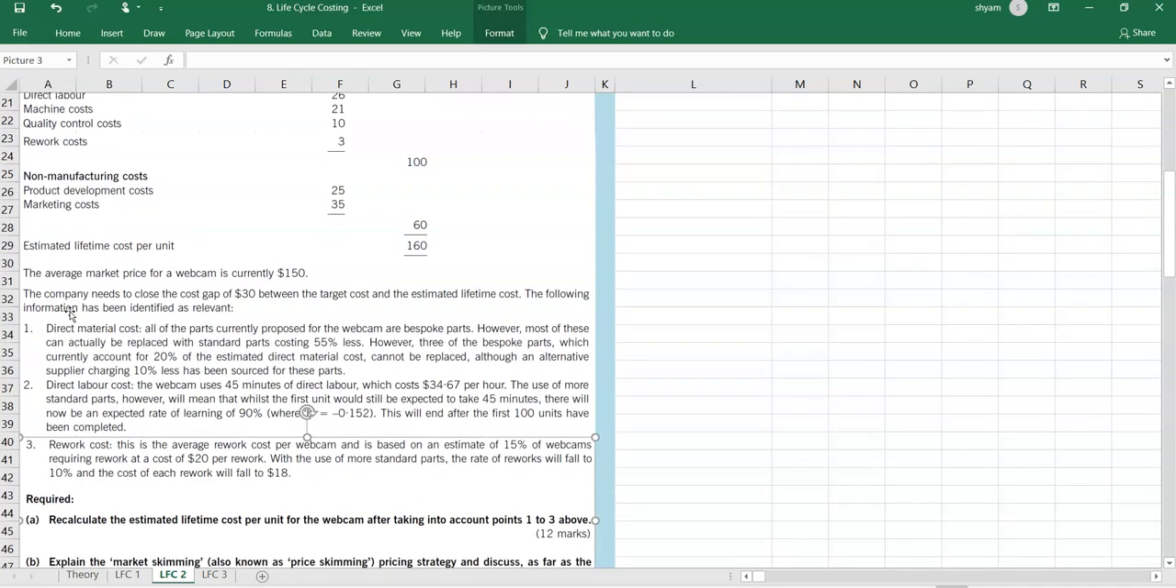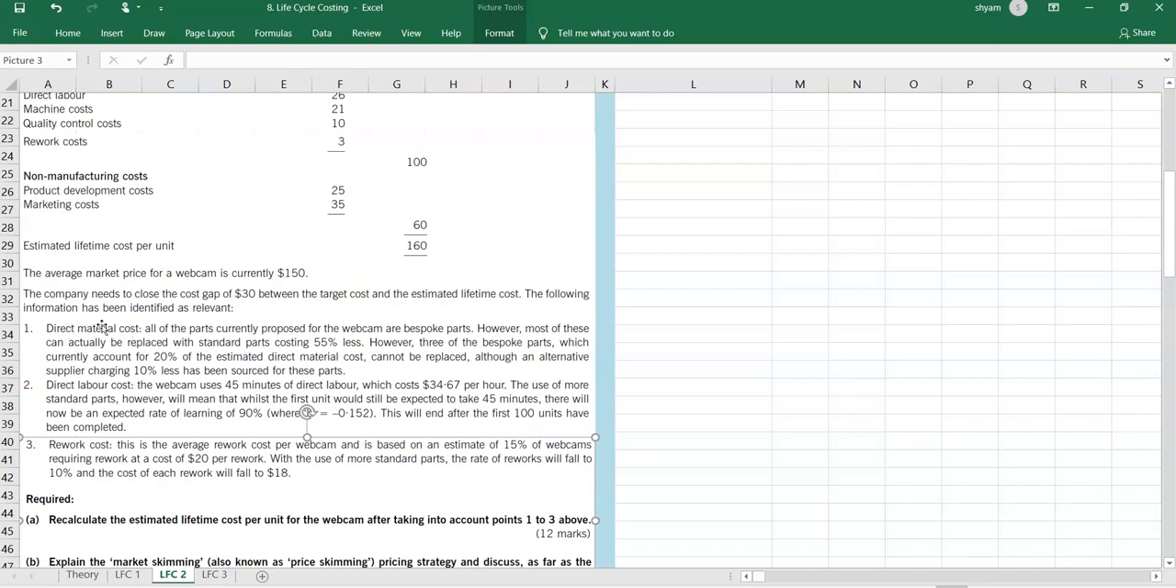Now the average market price for a webcam is currently 150. So that is the market price. So if they are going to produce at 160, they'll only incur a loss. The company needs to close the gap of 30 between the target cost and the estimated lifetime cost. So they have to bridge this gap.